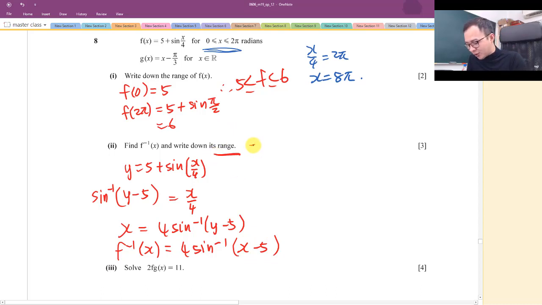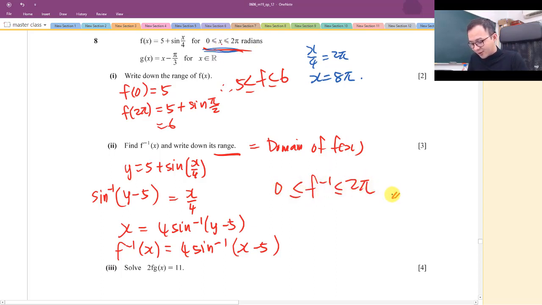The range of the inverse, you should know, is the same as the domain of f(x). The domain of f(x) is given here, right? So just copy it, and change the x into f inverse. That's all. So you should know the range of f inverse equals the domain of f(x), and the domain of f inverse is the same as the range of f(x).